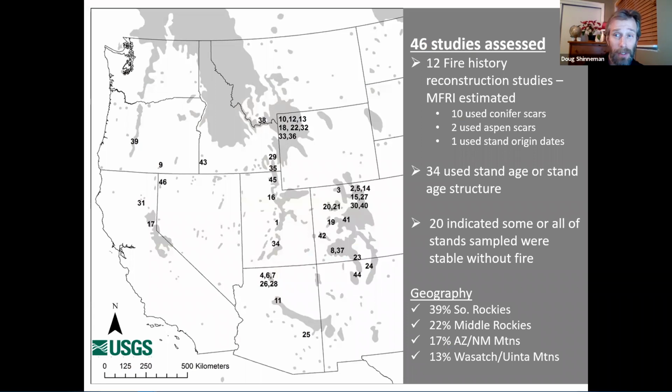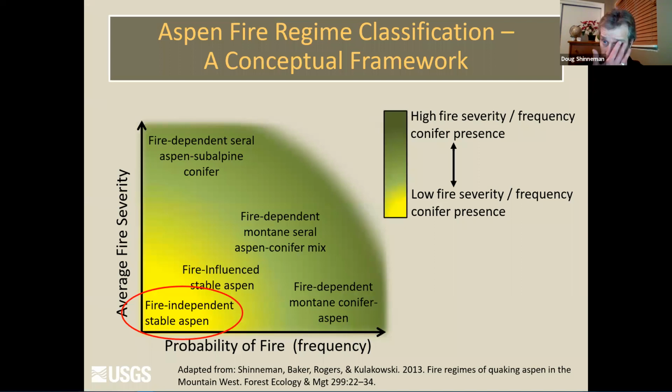But in fact, aspen fire regimes can be even more nuanced than that. In a 2013 paper, some colleagues and I performed a literature review of all peer-reviewed studies in the Western US that examined fire history or stand age structures in aspen stands to infer a relationship with fire. And based on those studies, we proposed that there are several potential classes or gradations of fire regimes in Western aspen forests based on a dual gradient of fire frequency, represented by the bottom axis in this figure, versus fire severity, which is represented on the left-hand side of the graph.